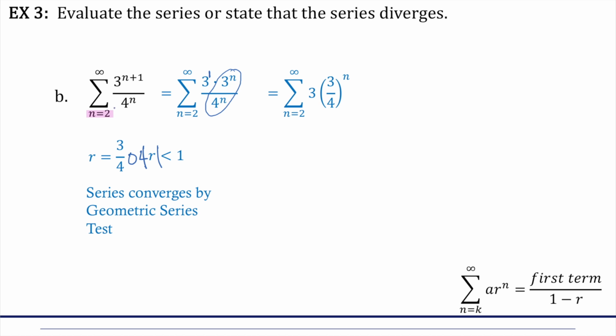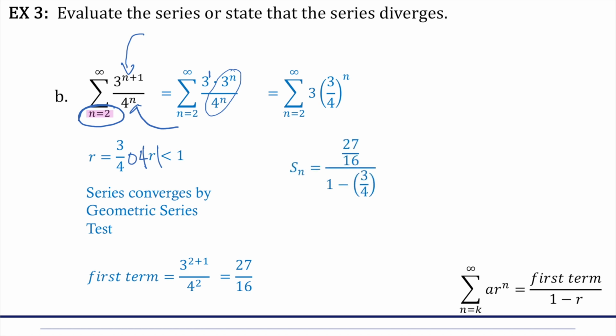Interesting, this time my terms start at n equals 2. So to find my first term, I'll plug in 2 for the n's. And I get a first term of 27 over 16. All right. So to find what the series sums to, I take my first term, 27 over 16, and divide that by 1 minus r. And I get 27 over 4. There's the sum of my infinite series.